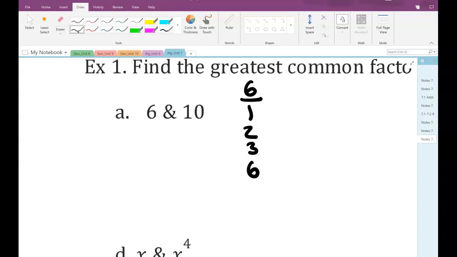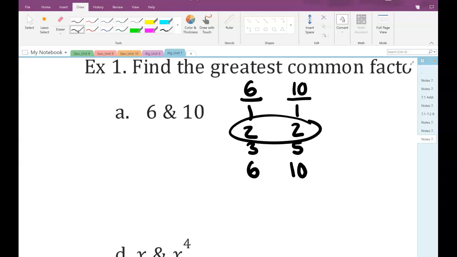The factors of 10 are 1, 2, 5, and 10. It can't be anything greater than 10. It can't be anything less than 1. I want only whole numbers. So the greatest common factor is 2, because it's the largest, the greatest. Common, meaning it's the same between the two, and it's a factor. So our GCF, we would say, is just 2.